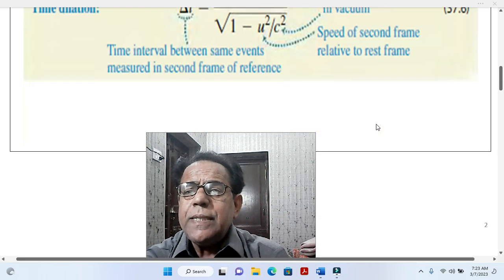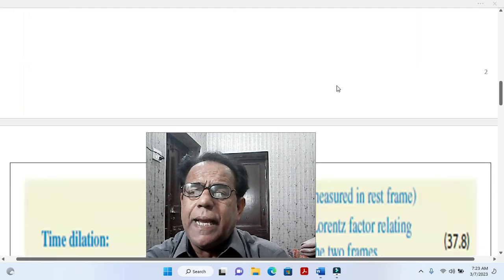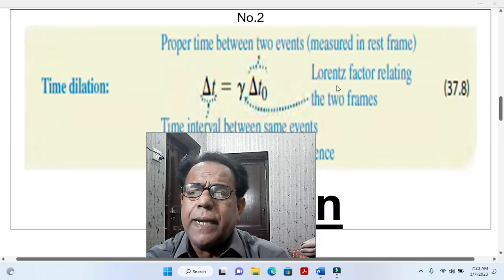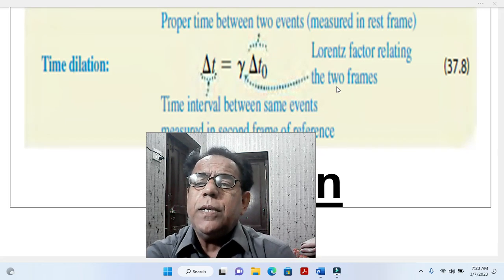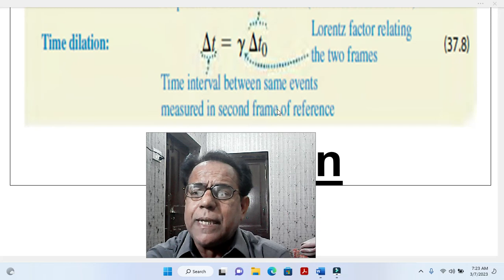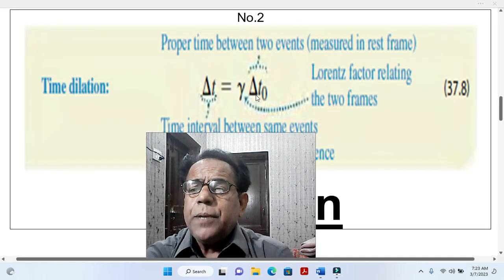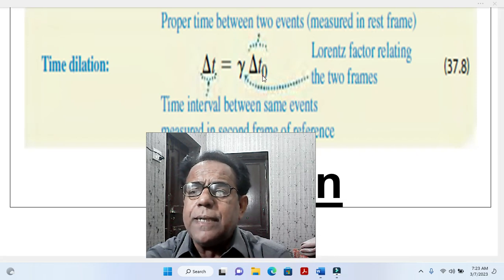The same tool can also be expressed in another slightly different mode as tool number 2, time dilation. Dear students, here to the extent of delta t there is no difference. Time interval between same events measured in second frame of reference is the same thing. Delta t naught, proper time between two events measured in rest frame, is also the same. However, here one new thing has been introduced, but this new thing is just a rearrangement of the first thing.